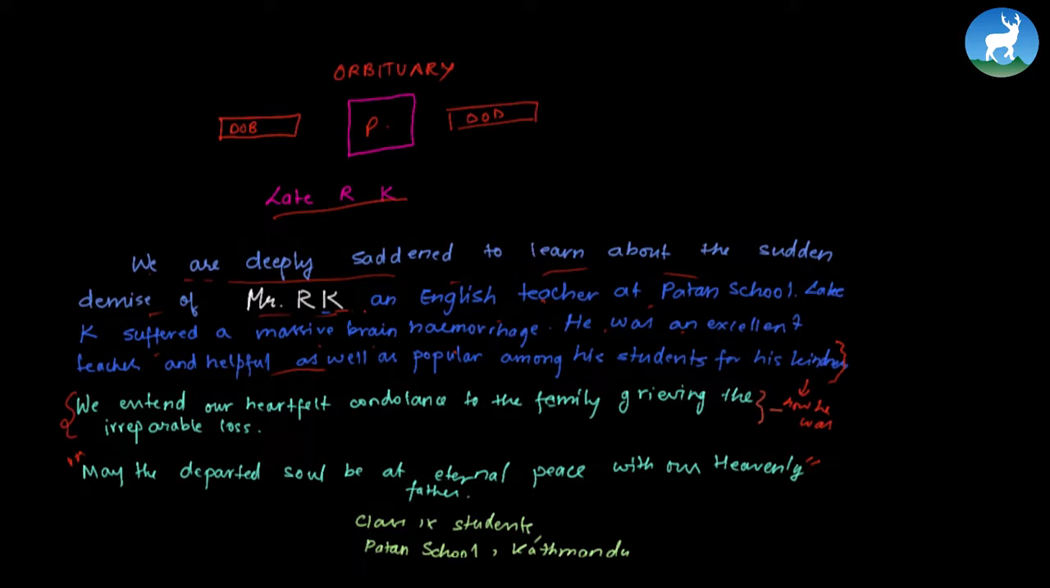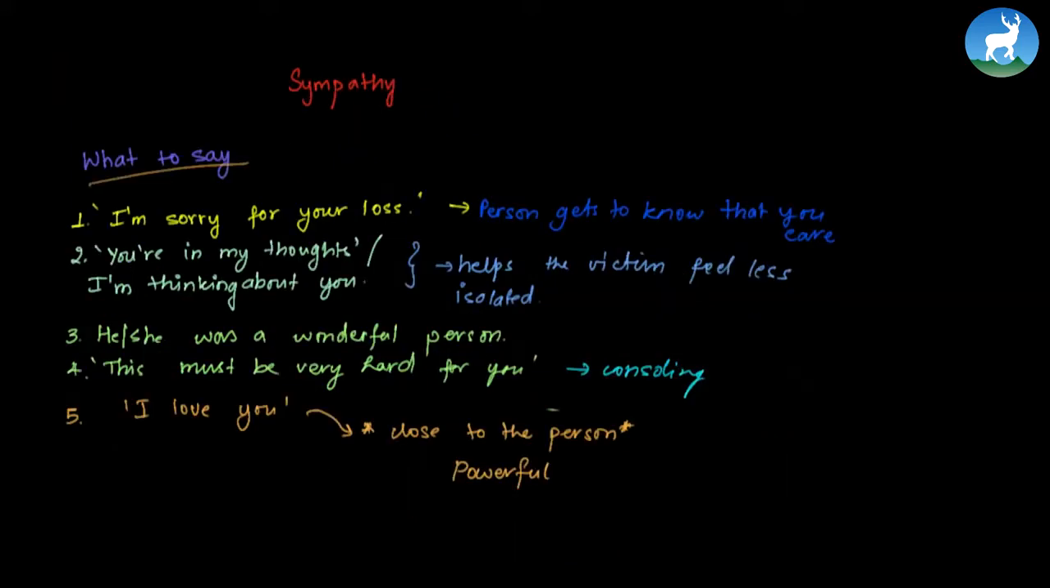So this is all for condolence. Now we move forward towards sympathy. Sympathy भनेको चाहिँ फ्यामिलीलाई दिने, हामीले फ्यामिलीलाई दिने सहानुभूतिलाई sympathy भन्छ. अब sympathyमा के भन्नुपर्छ, what to say and what not to say.